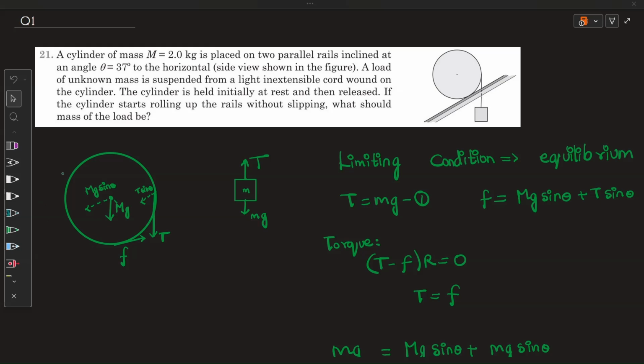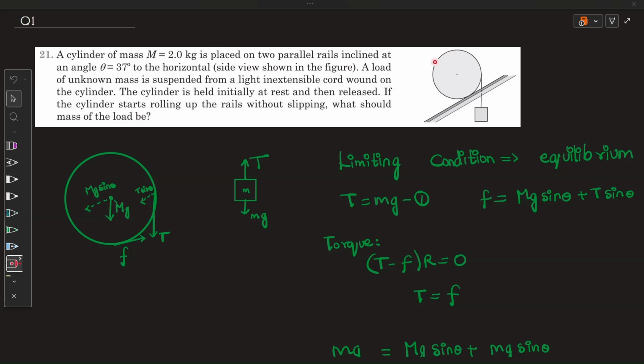Question number one. A cylinder of mass 2 kg is placed on two parallel rails inclined at an angle of 37 degrees to the horizontal. A load of unknown mass is suspended from a light inextensible cord wound on the cylinder. The cylinder is held initially at rest and then released. If the cylinder starts rolling up the rail without slipping, what should the mass of the load be?